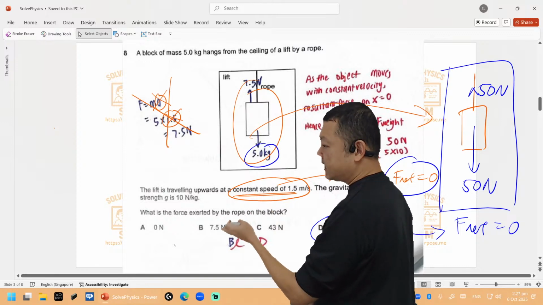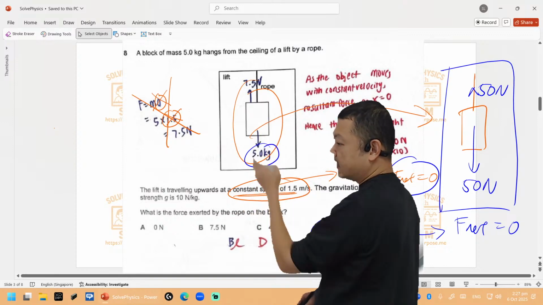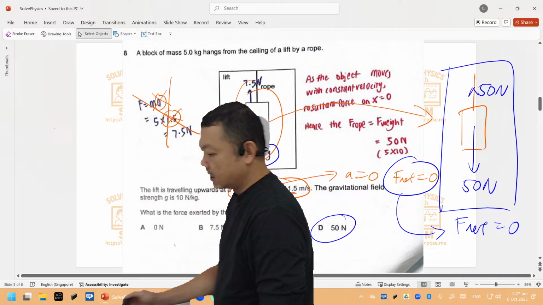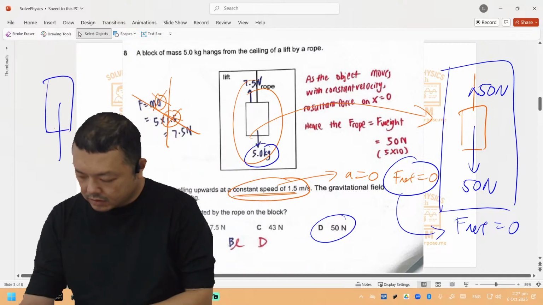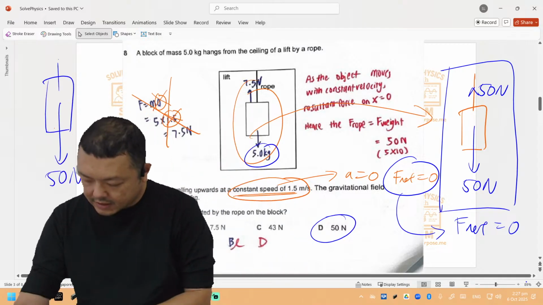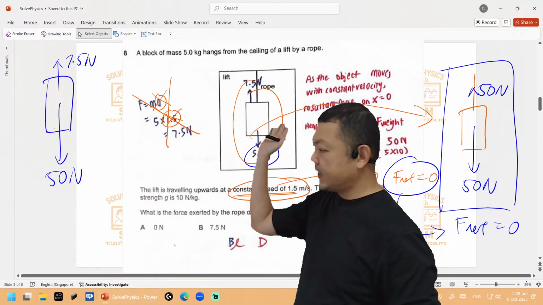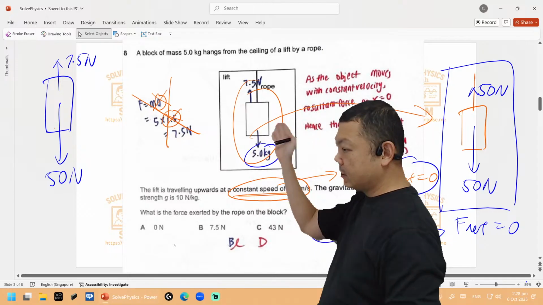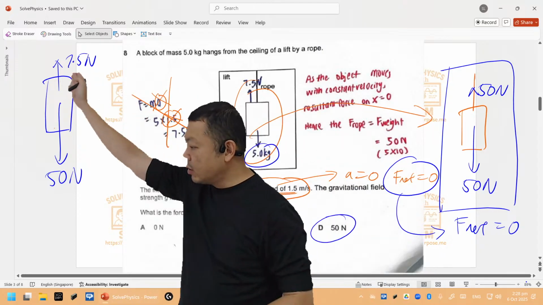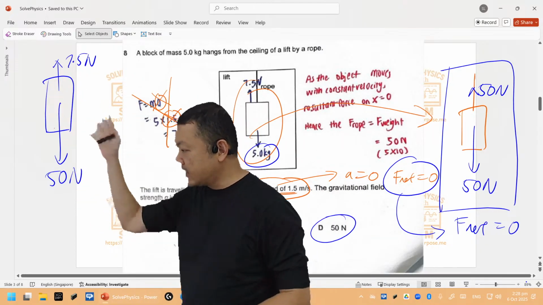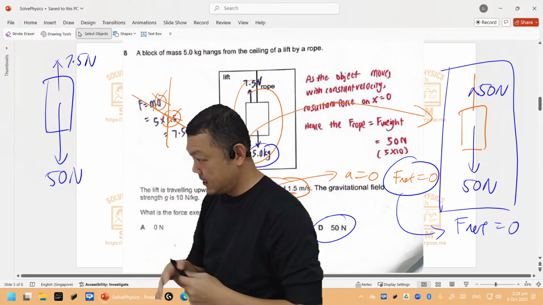Do you know what will happen if your tension in the rope here is 7.5 only? If you draw it out, I want you to see this. Can you look at this object? I'm not talking about the entire lift. I'm talking about this object here. Look at the forces acting on this object. Can you tell me what's going to happen to this guy?